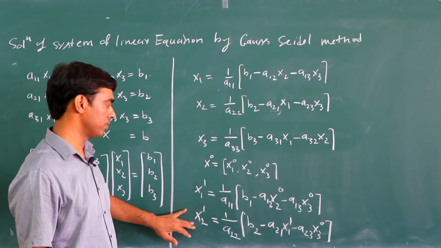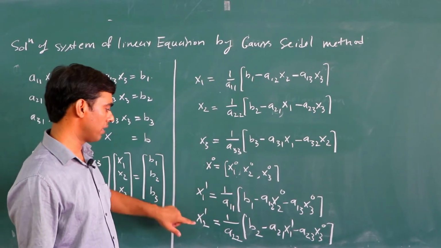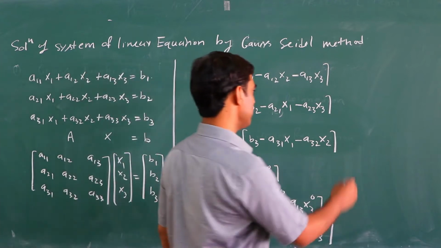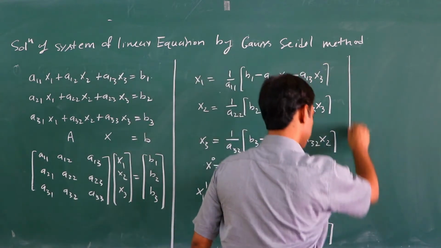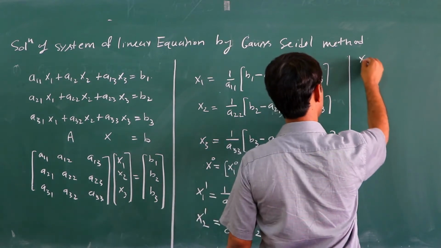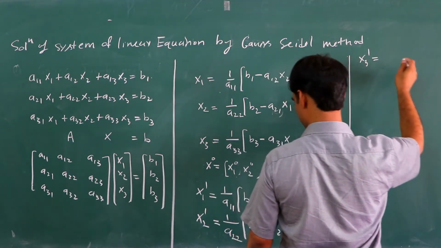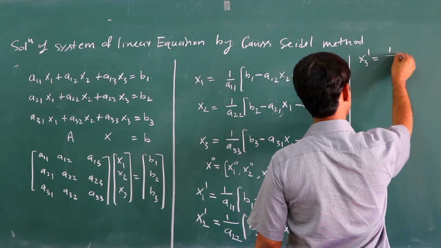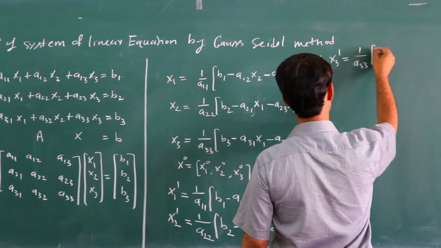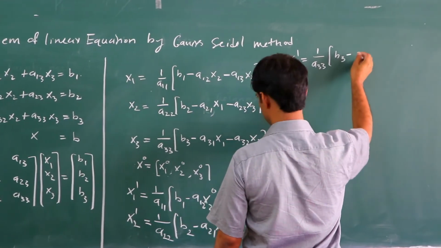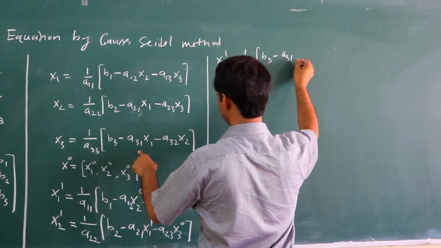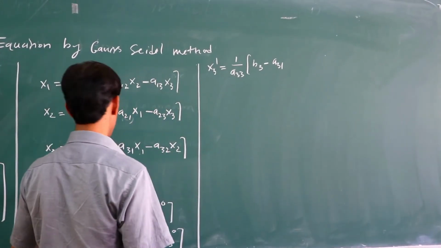But in Gauss-Jacobi, what will happen? To find the value of x21, we use x10. And similarly, what is the value of x31? x31 equal 1 upon a33 times v3 minus a31 x11.